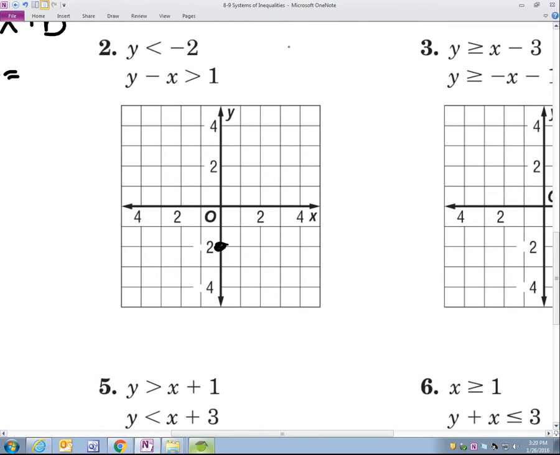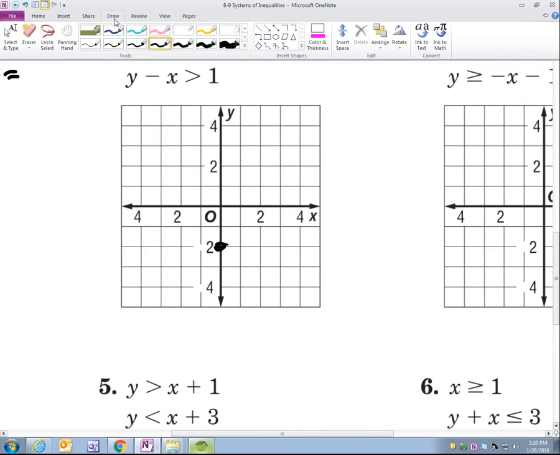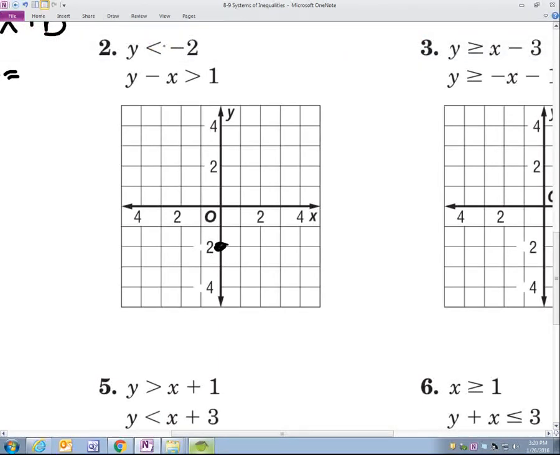So my slope now is 0, so that means if there's something that has a 0 slope, it's a horizontal line. And it's not greater than or equal to, so this line just shows the boundary as to where that starts. It doesn't include that line, but that's where it starts.